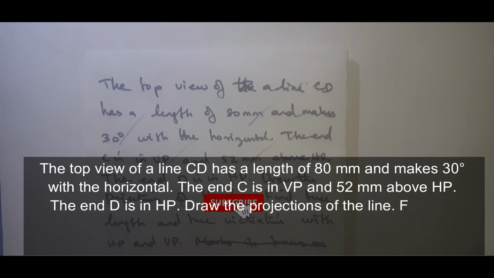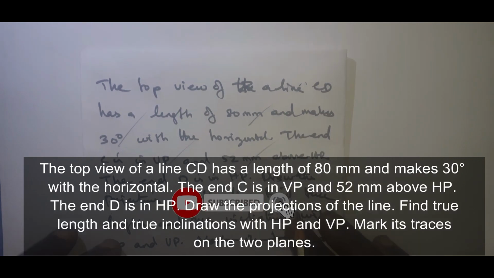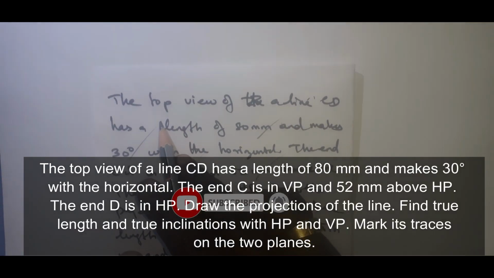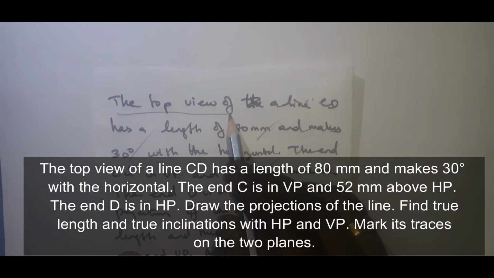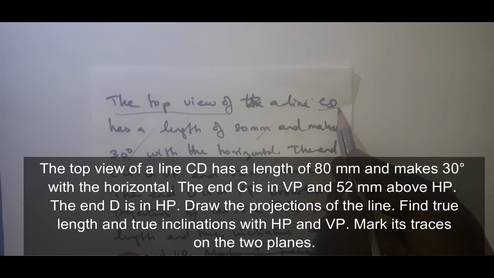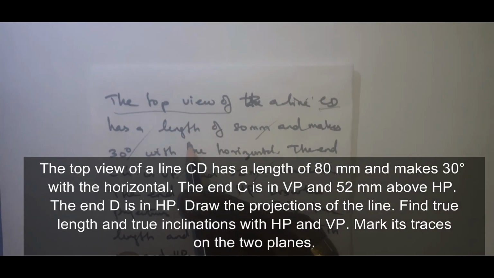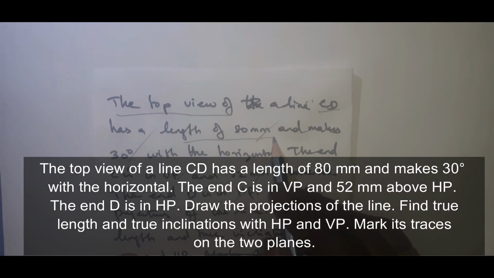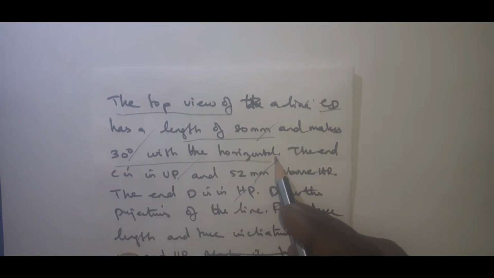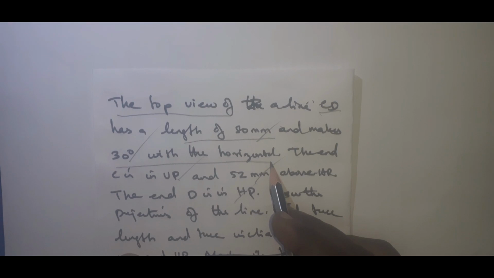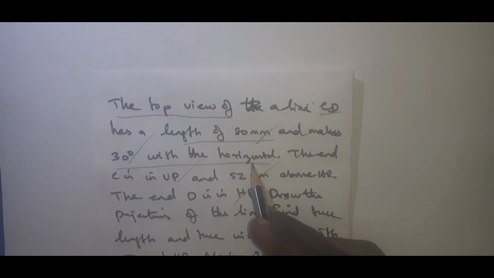So hello students, and one more typical problem on it, the same line problem. The top view of the line CD, the line name is given as CD. The top view length is given, that is 80 mm, and makes 30 degree with the horizontal. Horizontal means not the horizontal plane, this is horizontal, that means the XY.